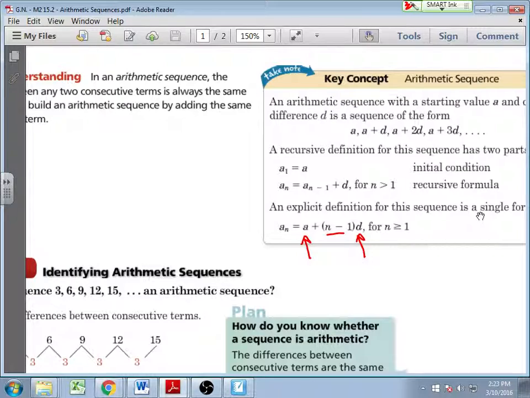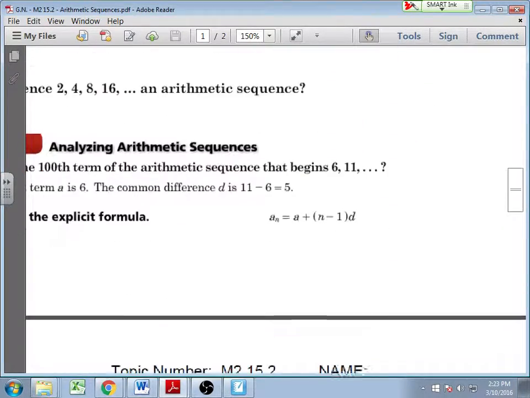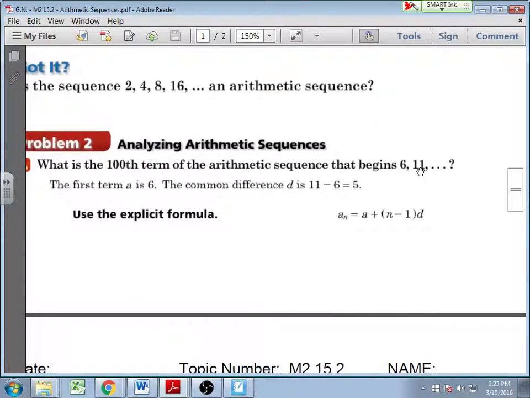If we accidentally did n instead of n minus 1, we'd always have one too many of the difference. So when we come down here, what's my common difference in this sequence? 5. It's given to you on your notes. Common difference is 5. So I'm going to use this formula, which is down here also, but always refer back to your key concept box if you need to.